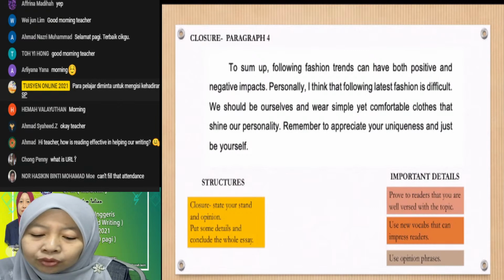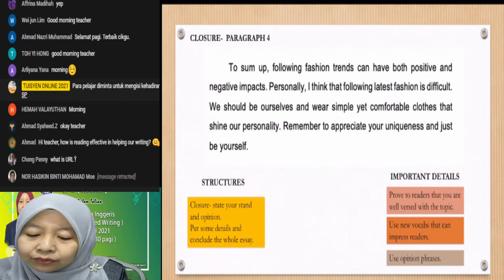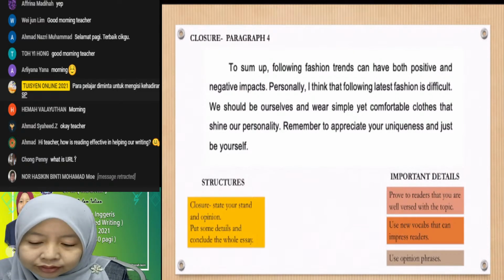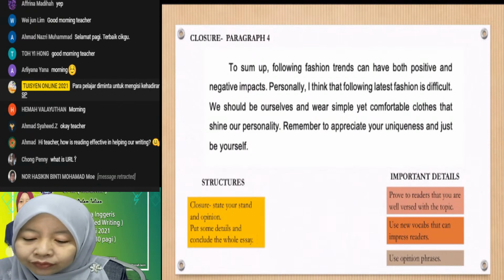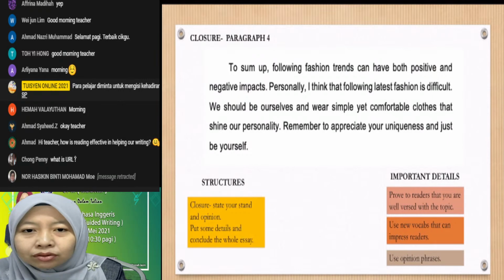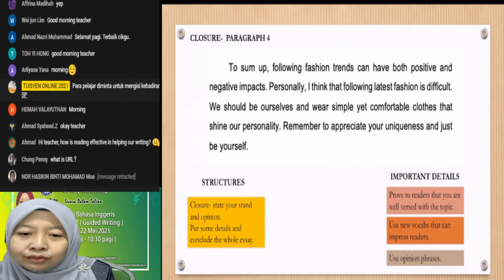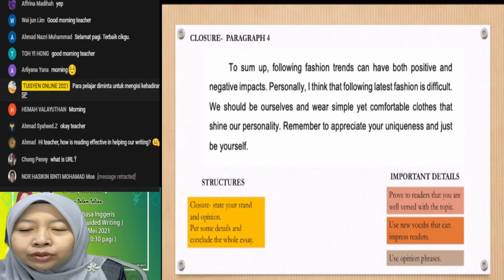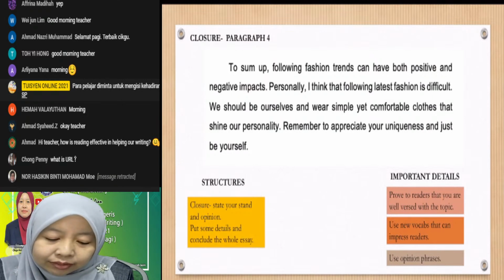To sum up, following fashion trends can have both positive and negative impacts. Personally, I think that following the latest fashion is difficult. We should be ourselves and wear simple yet comfortable clothes that shine our personality. Remember to appreciate your uniqueness and just be yourself. That means it's not necessary to follow the fashion trend. If you just want to be yourself, you just appreciate whatever you have with you. Okay, appreciate your uniqueness. Okay, my closure.